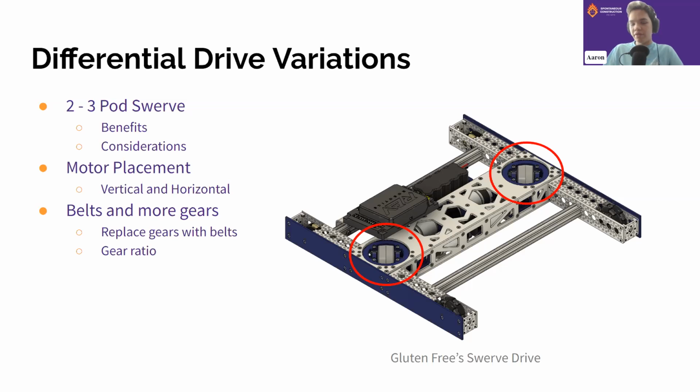Ian, were you going to say something about the two-pod diffy? Yeah, I was just gonna mention how it'll allow you to use dead wheel odometry because it doesn't use all the encoders. Oh yeah, that is a super useful part about two-pod swerve. Yeah.